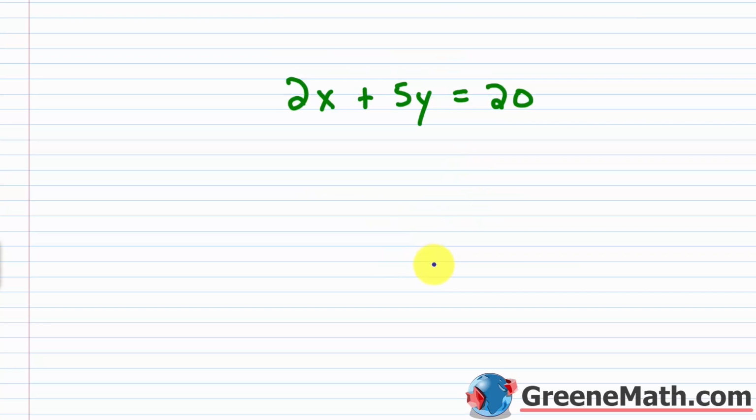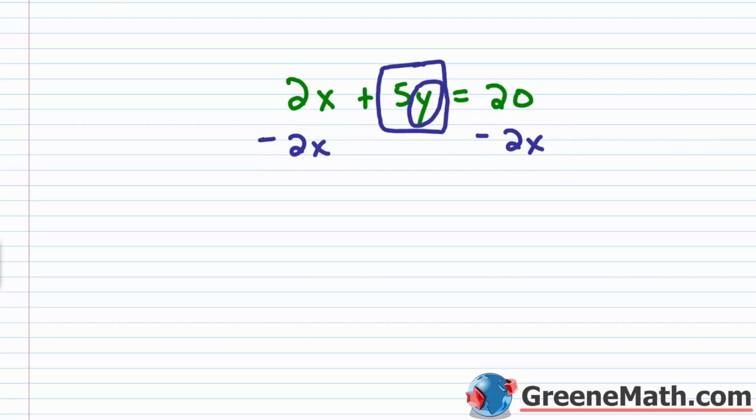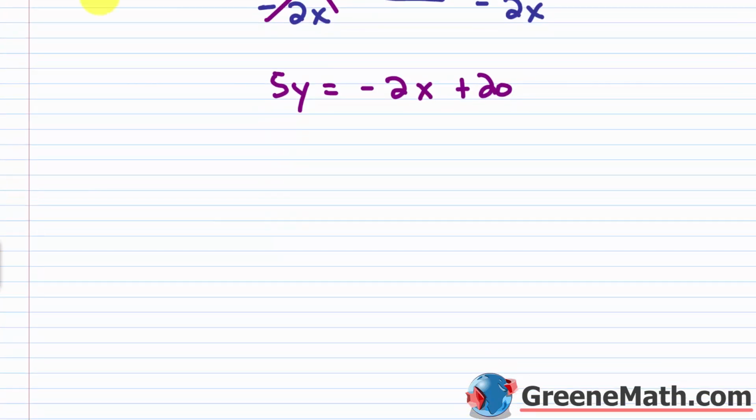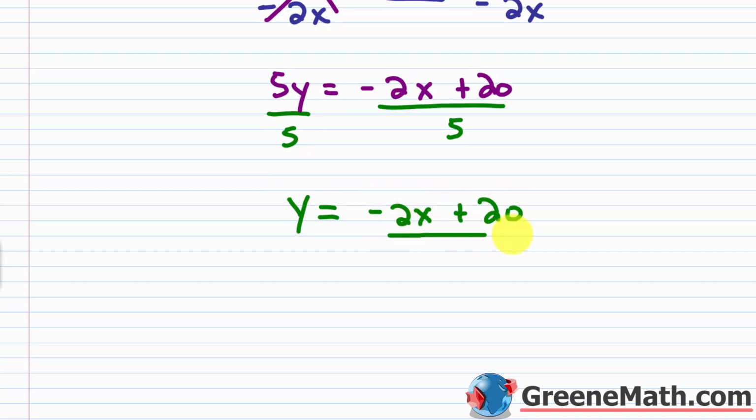I can also solve this equation for y. So if I want to solve for y, again, the first thing I want to do is isolate the variable term with y involved. So because 2x is being added to this 5y, I just subtract 2x away from each side of the equation. Very, very easy. This is going to cancel. We would have 5y is equal to, you have your negative 2x, and then plus your 20. And of course, to get y by itself, I'm just going to divide both sides of the equation by 5. And so you'd have y is equal to negative 2x plus 20 over 5.